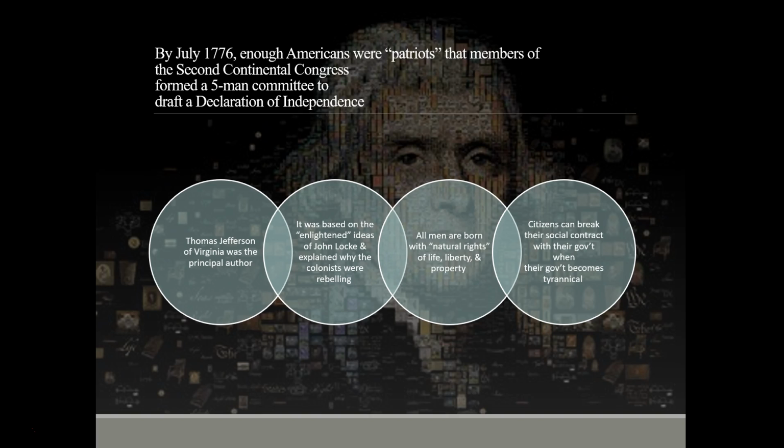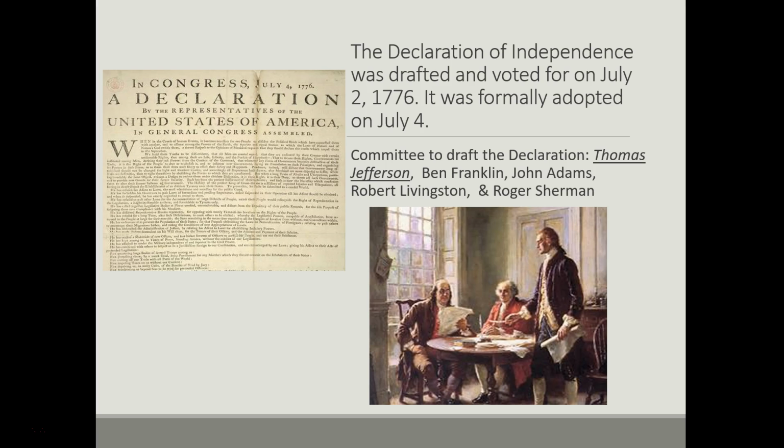And the citizens can break their social contract with the government because the government's being tyrannical. They're being unfair. So the Declaration is drafted by this committee made up of Thomas Jefferson, Ben Franklin, John Adams, Robert Livingston, and Roger Sherman. So some really big colonial powerhouses of the day come together to create this document.